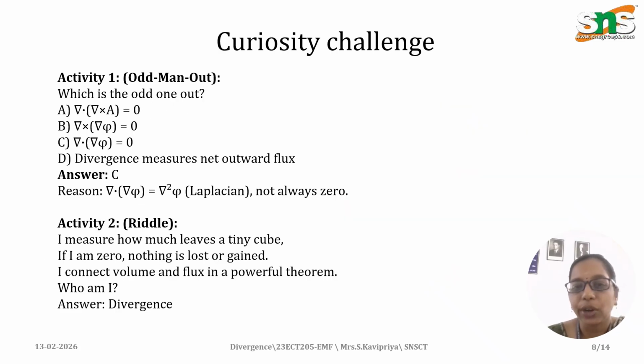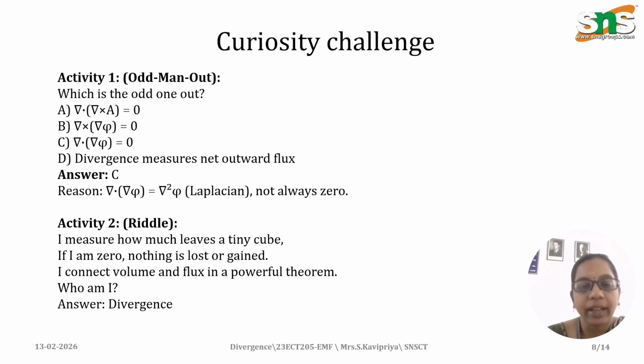Next is a curiosity challenge. The first one is an odd man out. The equations given: del dot del cross A, so divergence of curl of a vector is equal to 0. Second, curl of gradient of a scalar is 0. Third, divergence of gradient of a scalar is 0. And the final one, divergence measures a net outward flux. Among the four, the odd man out is the third one.